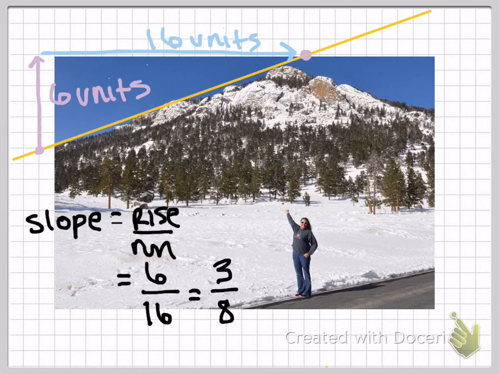A lot of us don't like fractions, but with slope, fractions are really, really important. It actually makes our lives easier, so we want to keep it in fraction form at all times, unless we're dealing with something like money, and you'll see those situations as we get to them. So the steepness of this mountain can be expressed as 3/8.